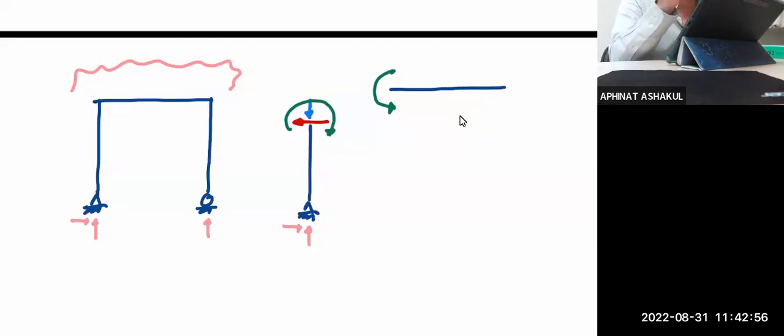And in order to maintain equilibrium, this horizontal force here will become the horizontal force here in the opposite direction. Can you notice the change? What once was the shear force on this member now becomes the axial force on that member.